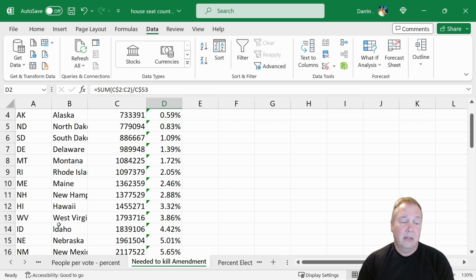Well, let's come down here to 13 states. We'll column one as the heading here. So, 13 states. Well, this is state number 13 here. 4.42% of the US population states can block a constitutional amendment.